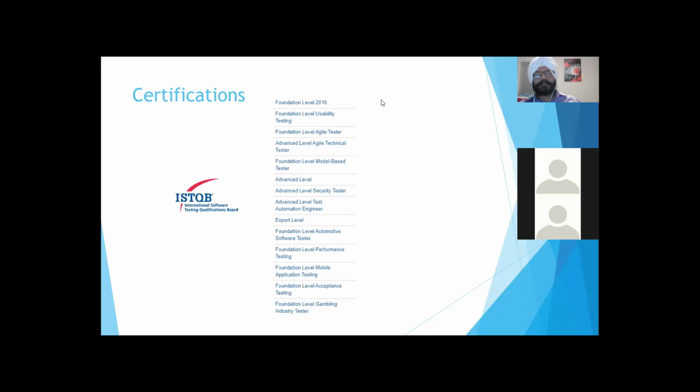So these are all the certifications: foundation level 2018, foundation level usability testing. That's correct. All these different certifications are offered by ISTQB, and we are talking about only the first one, foundation level 2018. But you see, there are more than 10 certifications sitting there, all with different focus. This course is designed only for the foundation level because my intention is just to give you basic information. But if a lot of people show interest in a particular certification, I may take that one as well in the future.